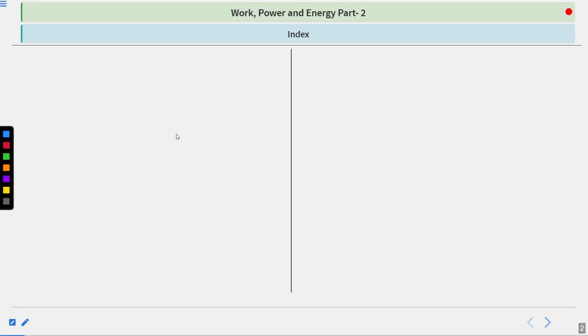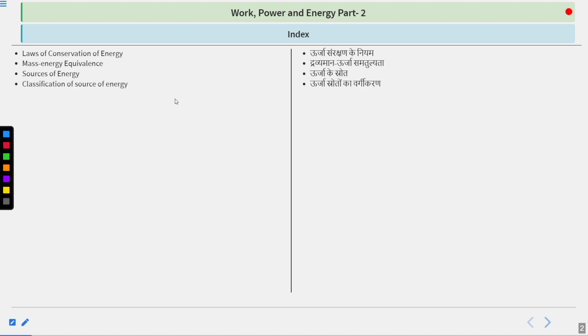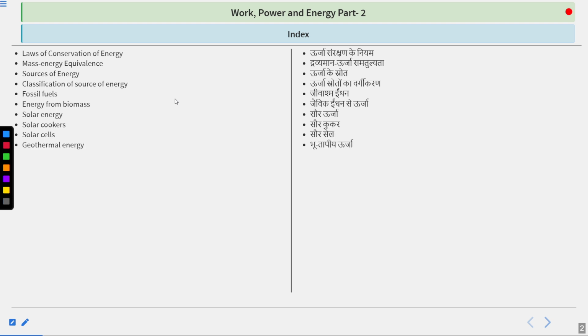In this lecture, we are going to discuss the law of conservation of energy, mass energy equivalence, sources of energy, classification of sources of energy, fossil fuels, energy from biomass, solar energy, solar cookers, solar cells, geothermal energy, nuclear energy. At last, we will see the summary of all of these. So these are the topics that we are going to be discussing.